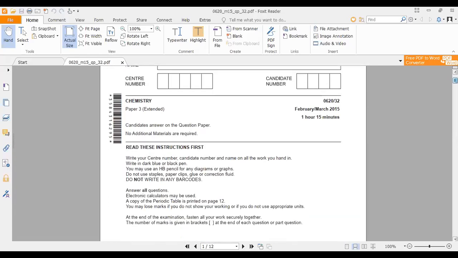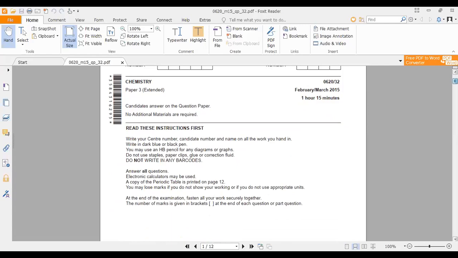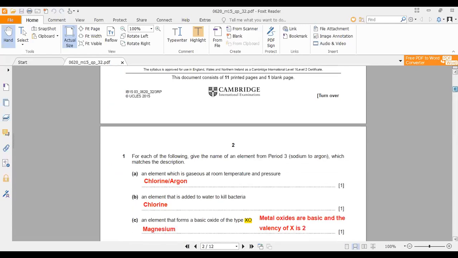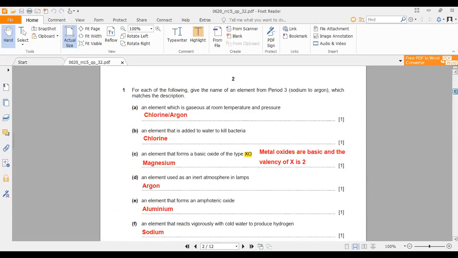So today I'm going to discuss February-March 2015's paper 3-2. For each of the following, give the name of an element from period 3, sodium to argon, which matches the description. I have already given the answer. Go through this one. I have also given some explanation here. So if you have any doubt, you can tell me. An element which is gaseous at room temperature and pressure, it could be chlorine.